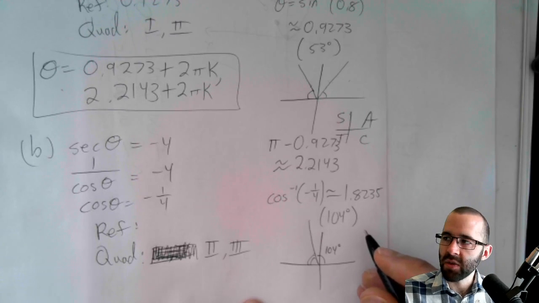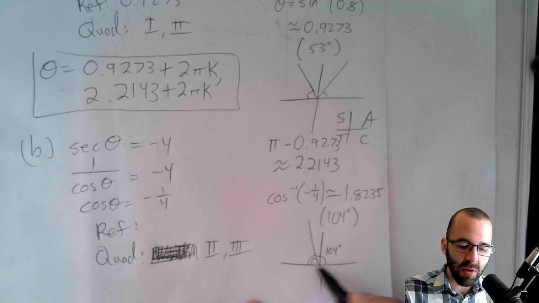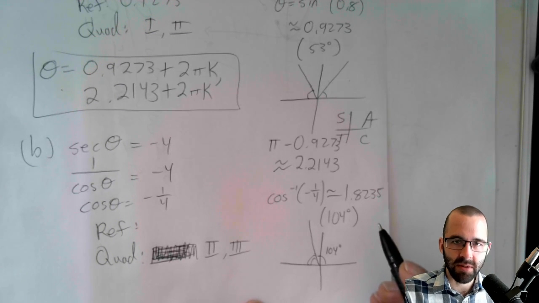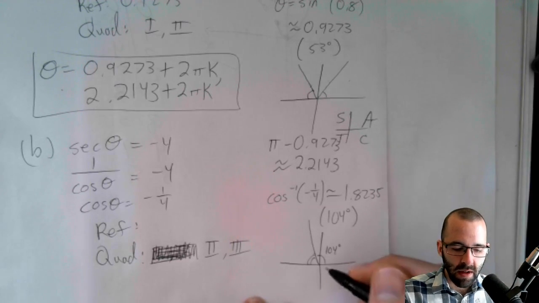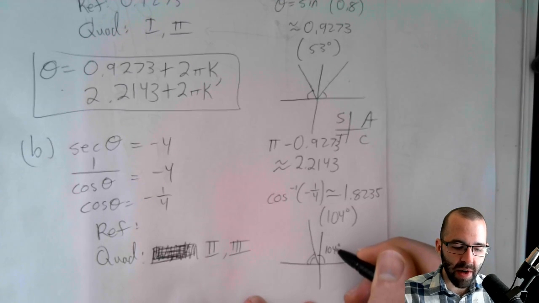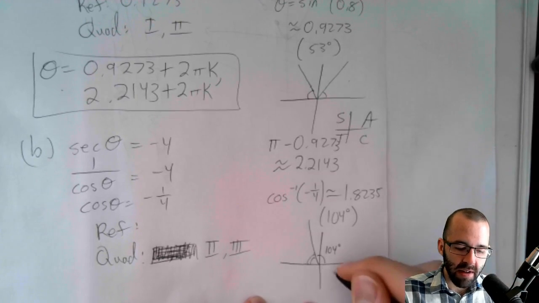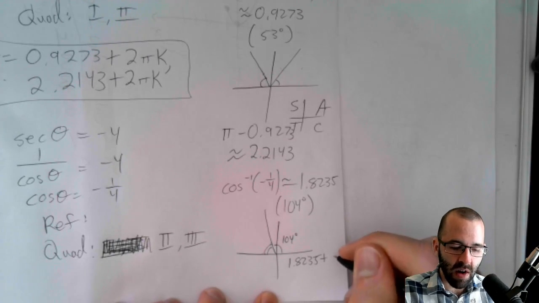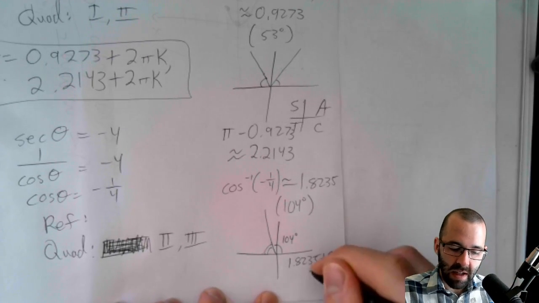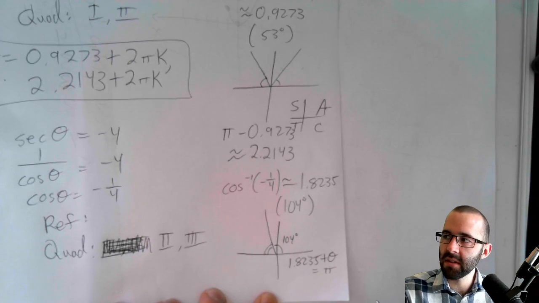Okay, so again, just like before, how do we find this angle? We go pi or 180 over and then subtract. Wait a minute. That's backwards. That's if we're finding the other angle. What we do is we know this part and we know it needs to add up to 180. It needs to add up to pi. So 1.8235 plus our angle, our reference angle, needs to equal pi radians. So we just subtract 1.8235 from both sides.